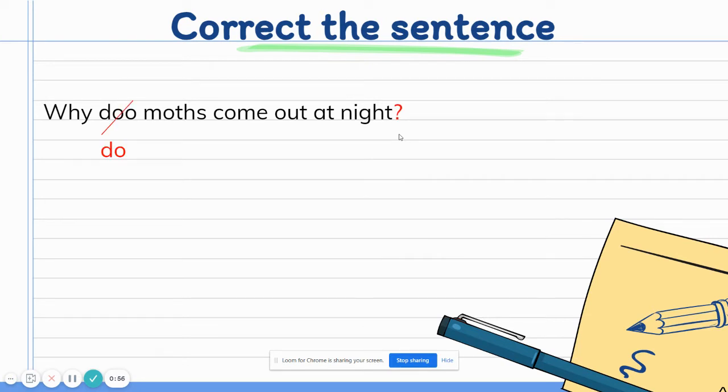My two mistakes. My first mistake is that I spelt the word do by Fred talking do. But do is a red word, so it's just spelt d and o. My second mistake is that I did not end my sentence with a question mark. It has to be a question mark because it's a question. It cannot be a full stop. Well done if you got those right.